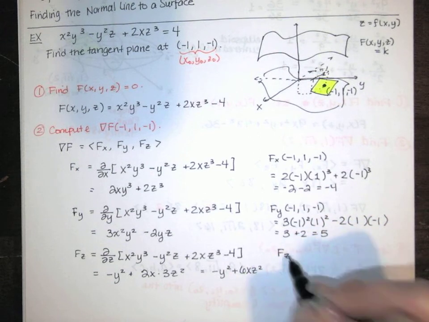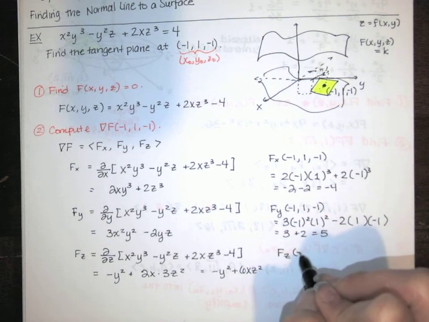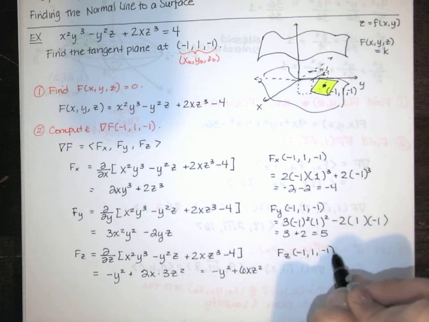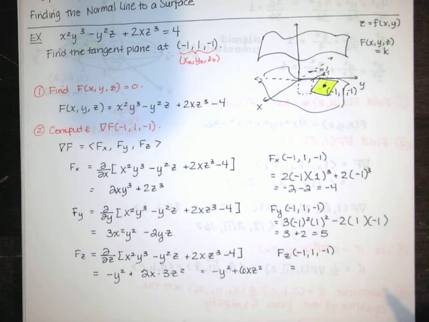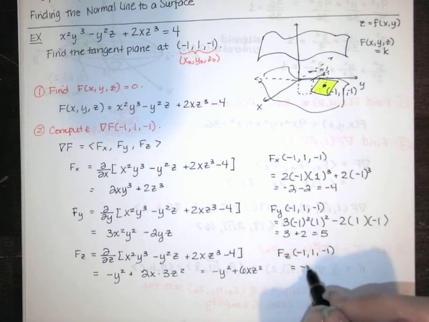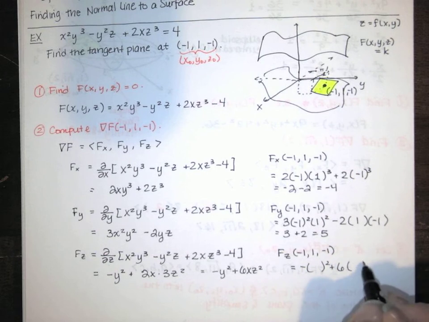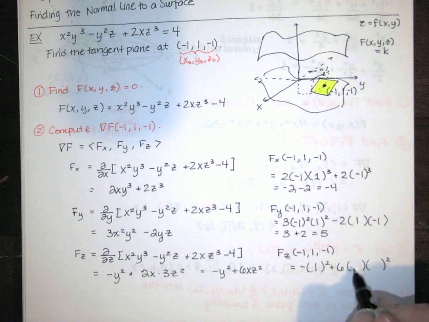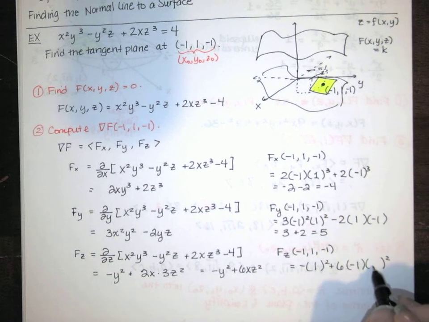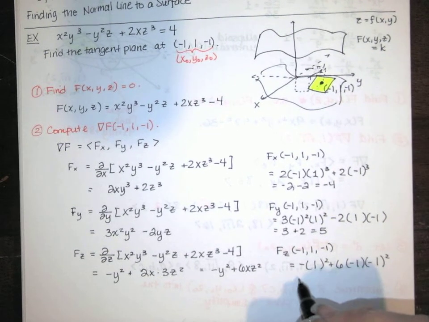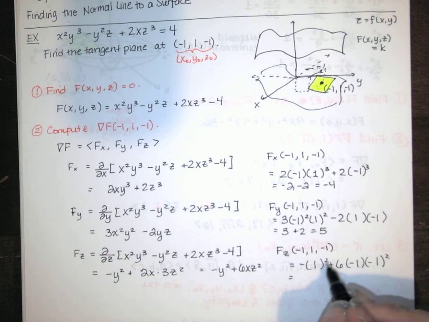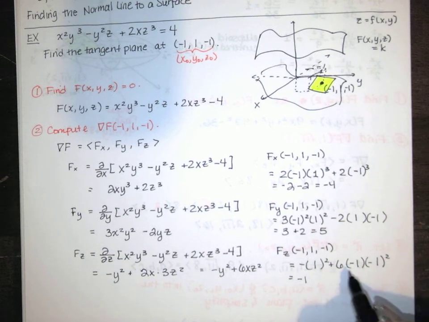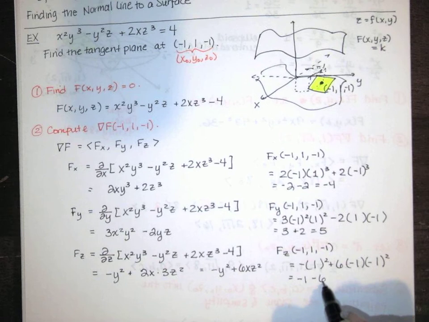And the partial of f with respect to z evaluated at this point is this: -y squared plus 6xz squared. Y was 1, x was -1, z was -1. So I have 1 squared, which is 1, times -1, so that's -1. And this is +1 times -6 is -6, so we get a -7.